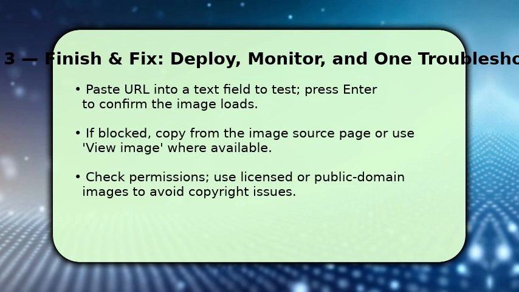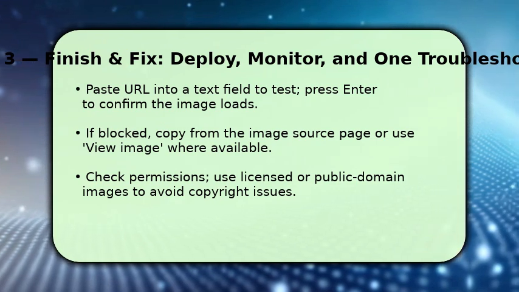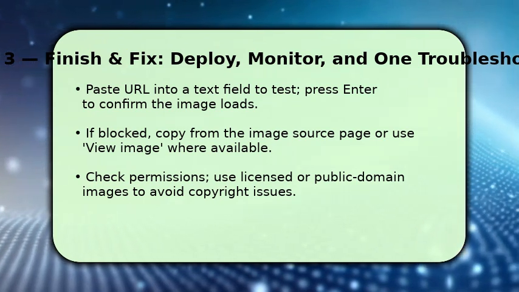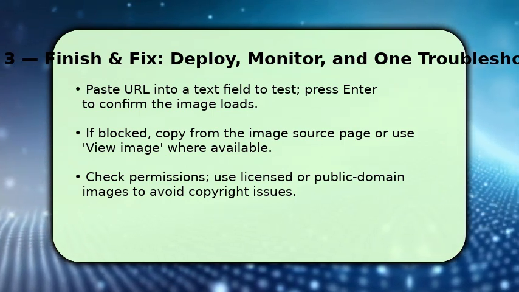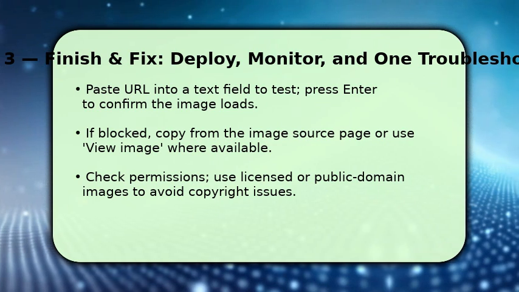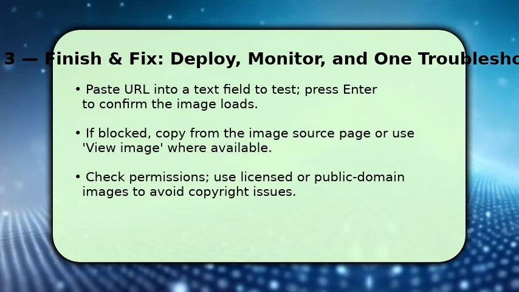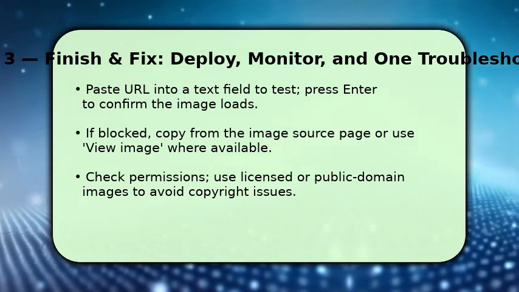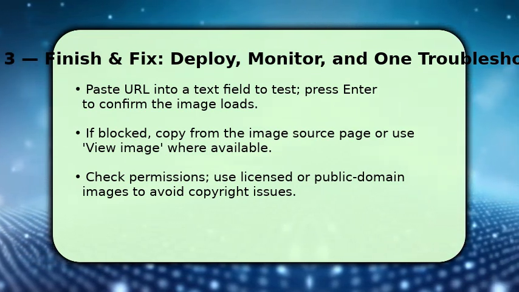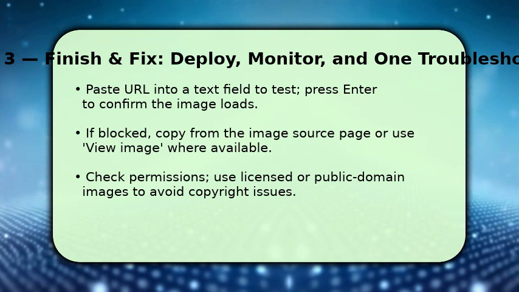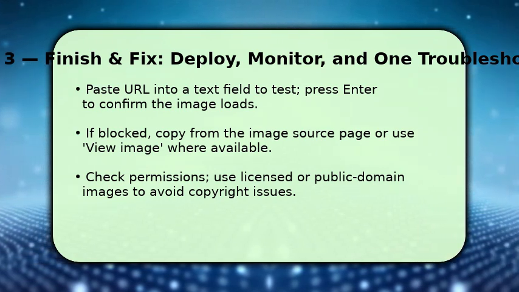If the image is blocked or shows a placeholder, go to the image source page via the preview's Visit or Open link and copy the direct file URL from there. Make sure the image isn't behind protection or paywalls. If things go wrong, inspect permissions and use licensed or public domain images to avoid copyright problems. This is the single most important troubleshooting tip.